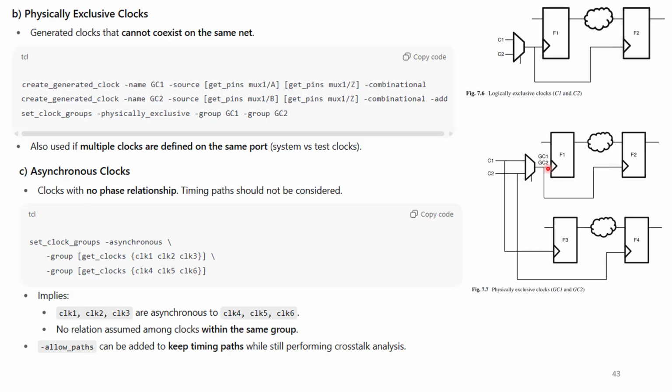Next, where I am applying this is at get_pins. This is the mux1 Z pin. So get_pins mux1/Z. Use the switch called hyphen combinational. Now write for GC2 also.